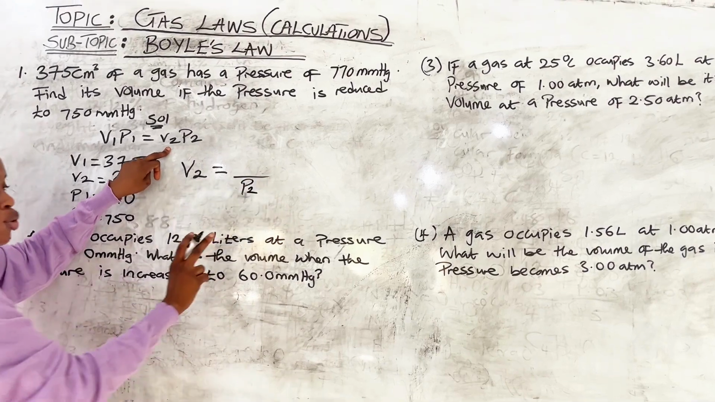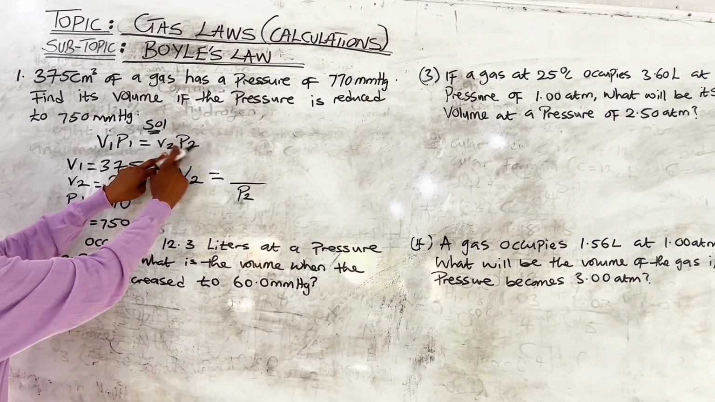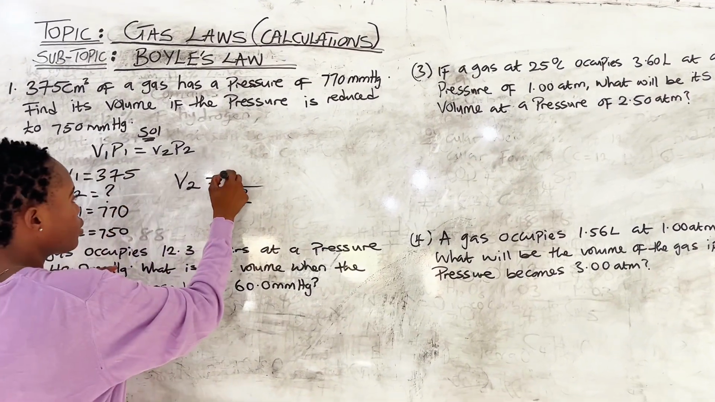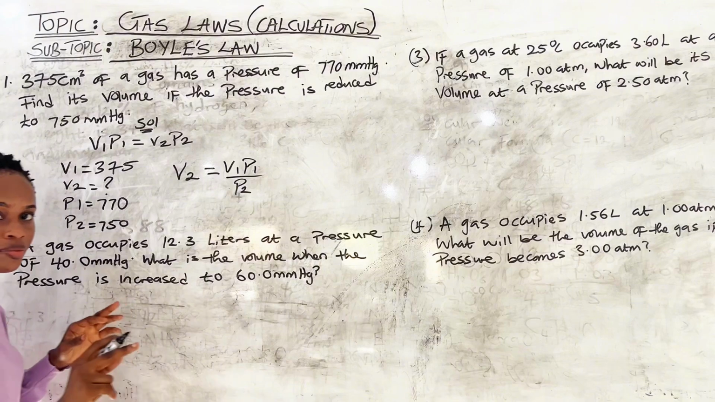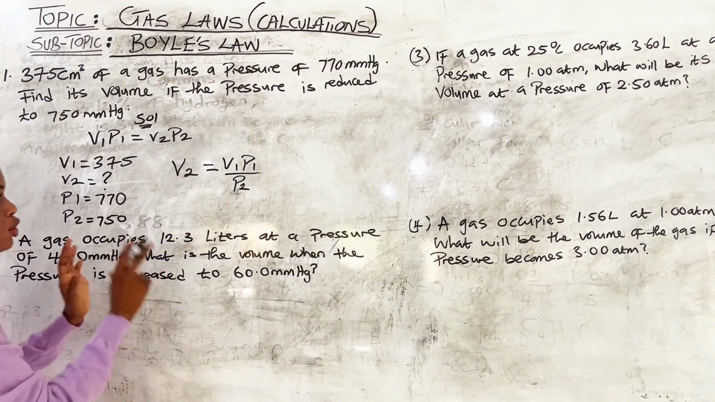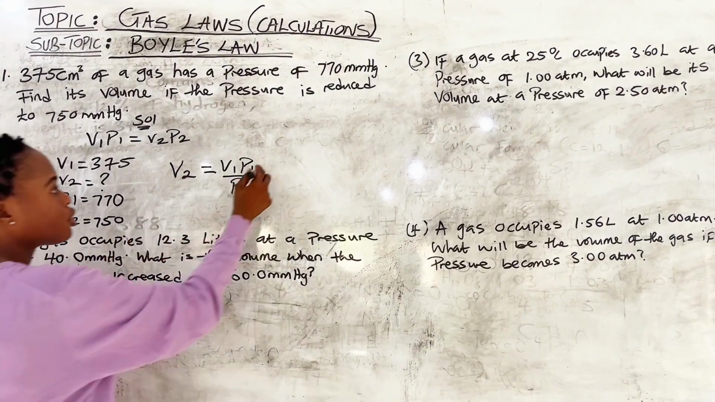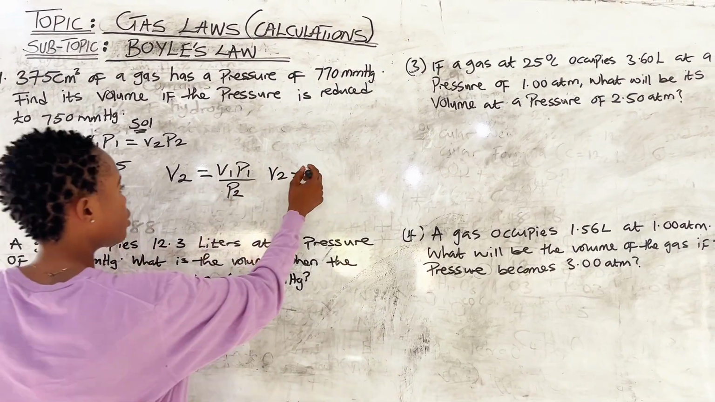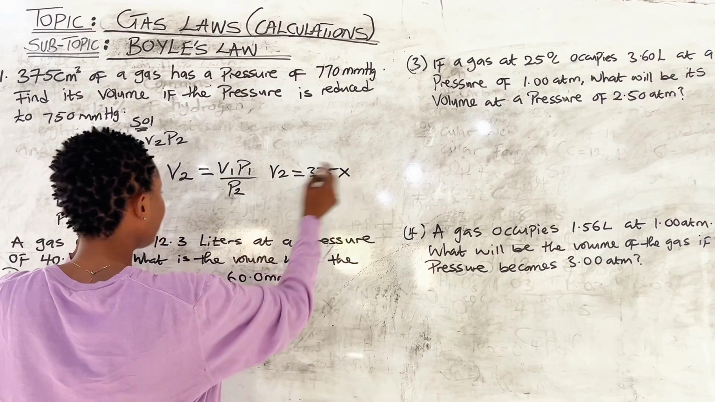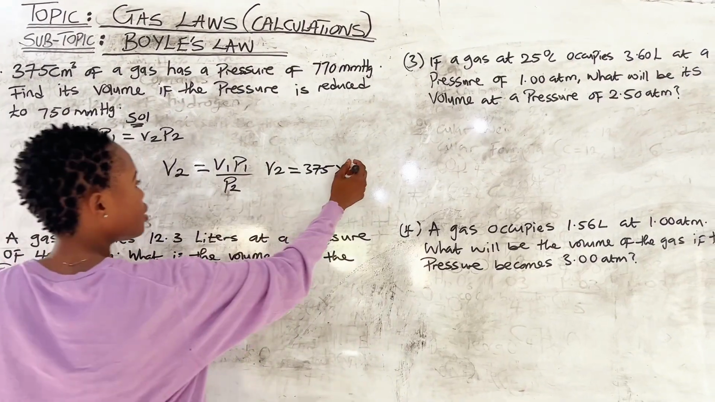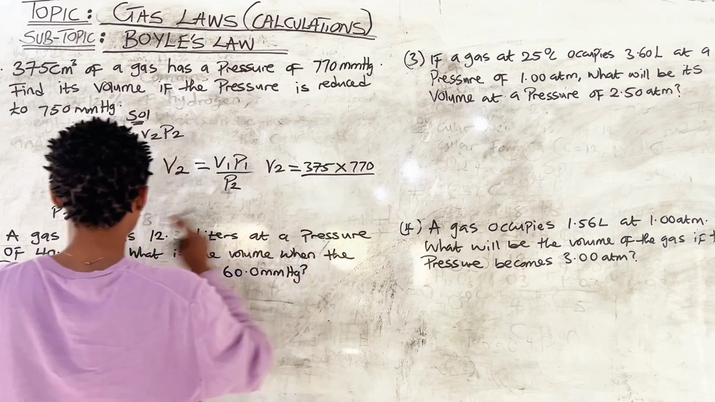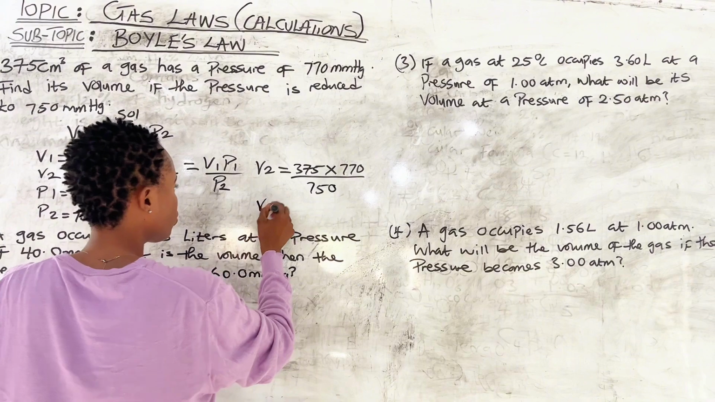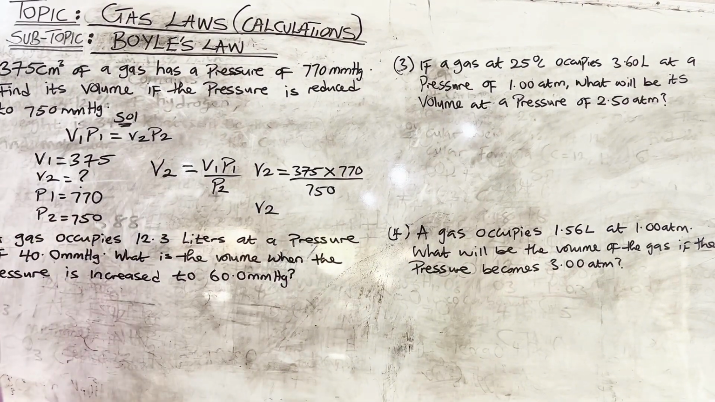So this is a very simple way of writing this formula. The one attached to the one you are looking for comes down, then the other one is on top. So V1 P1 over P2. Okay? So this is our formula. Now we can substitute our values. V2 is equal to, what's our V1? 375 times, what's our P1? 770 over, what's our P2? 750.